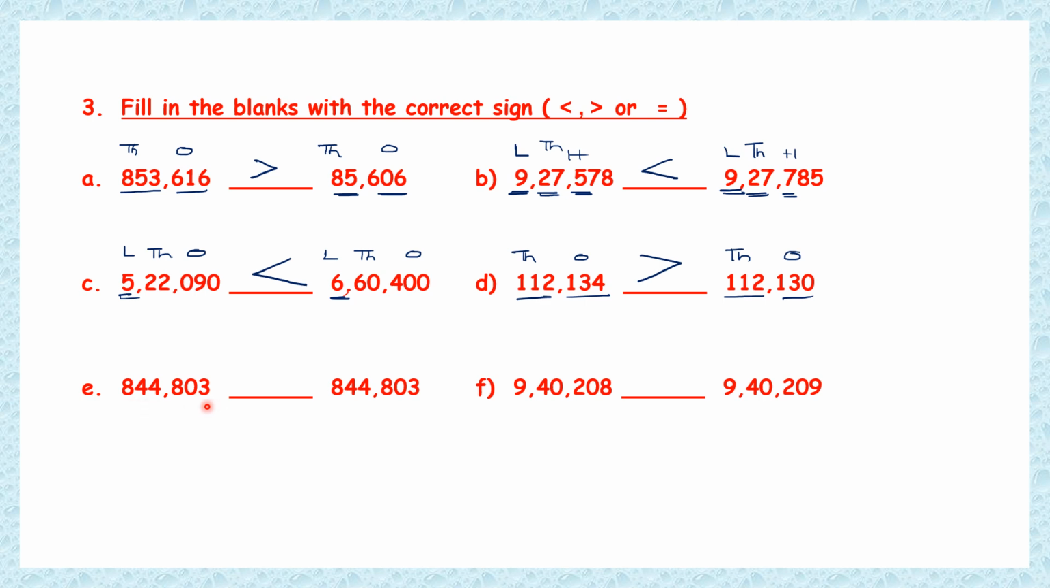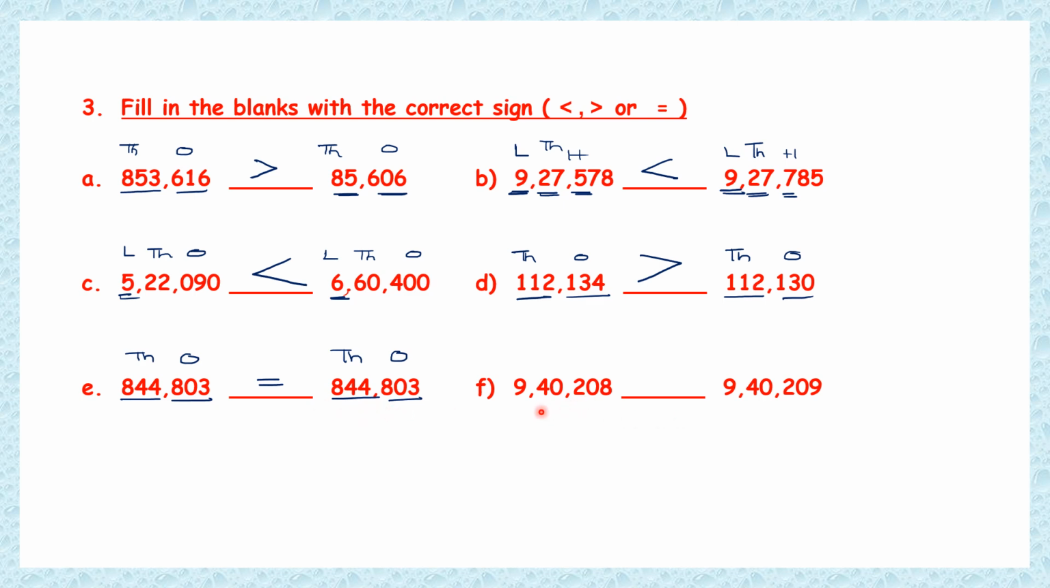Again, we have a 6-digit number with only 2 periods. So this is the thousands period and this is the ones period. Let's look at the next number. This is also the thousands period and this is the ones period. So now let's read this. 844,000. In the other number also we have 844,000. Let's read the ones period. 803. Here we have 803. That means both these numbers are equal. So what is this number? 844,803 is equal to the same number.